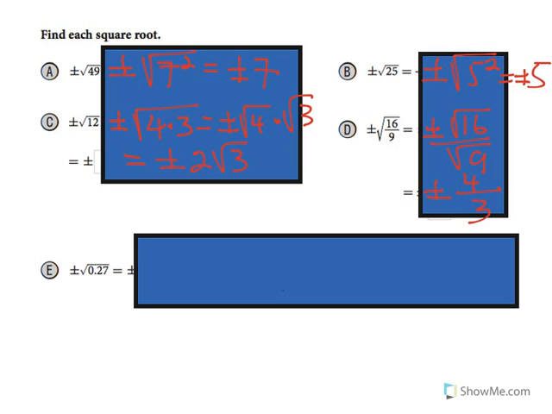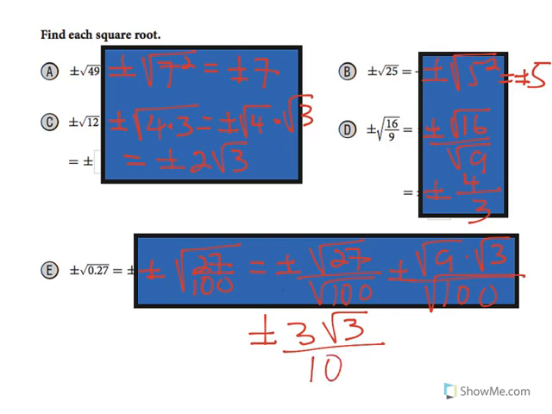Now for E, we have to change this into a fraction, so plus or minus square root of 27 over 100. This can be written as square root of 27 divided by square root of 100. Square root of 27 is the same as square root of 9 times square root of 3, divided by 100. And square root of 9 is 3. Square root of 3 is just square root of 3. And square root of 100 gives us 10.